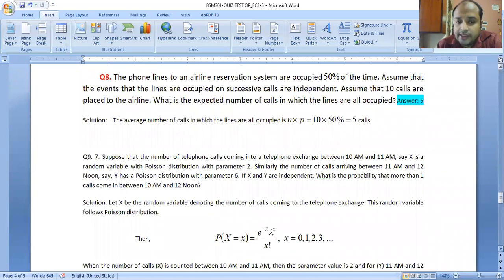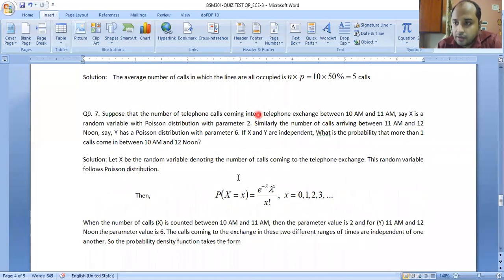This question was not there for section B. This question was there for section A. What is the question? Suppose that the number of telephone calls coming into a telephone exchange between 10 a.m. and 11 a.m., say capital X, is the random variable with Poisson distribution with parameter 2. Similarly, the number of calls arriving between 11 a.m. and 12 noon, say Y, has Poisson distribution with parameter 6. If capital X and capital Y are independent, what is the probability that more than one calls come in between 10 a.m. and 12 noon?